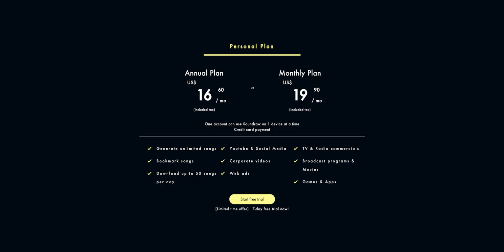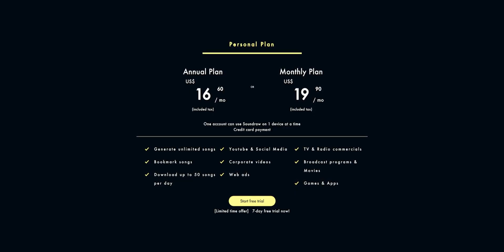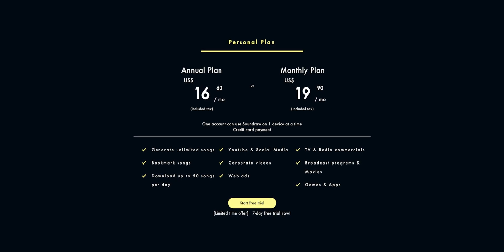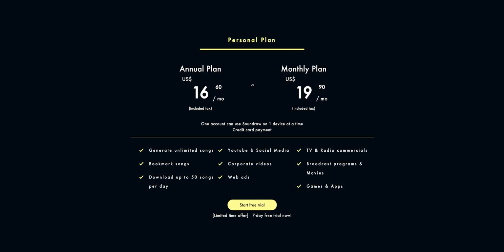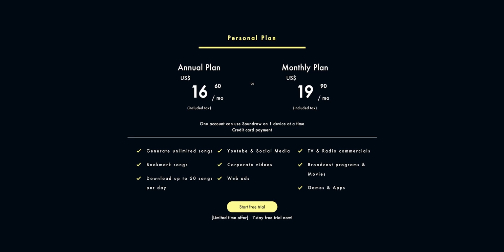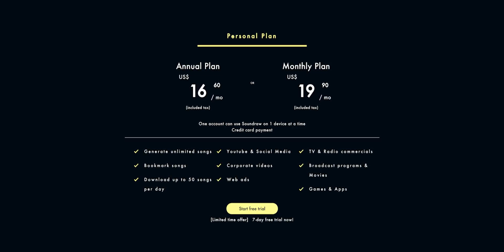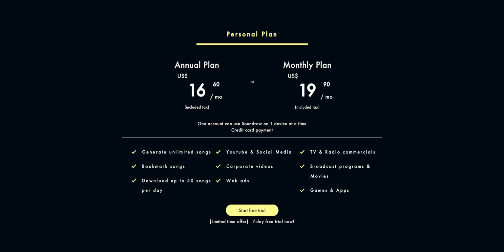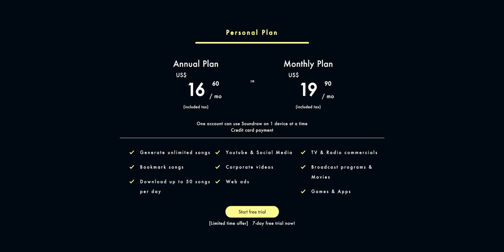Now, they have a free, as well as paid version. You can also choose a 7 days trial. The paid version covers the commercial license, which allows you to use the music in your YouTube videos, as well as TV and radio.